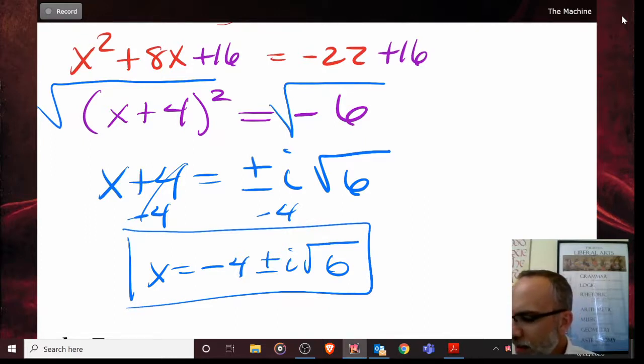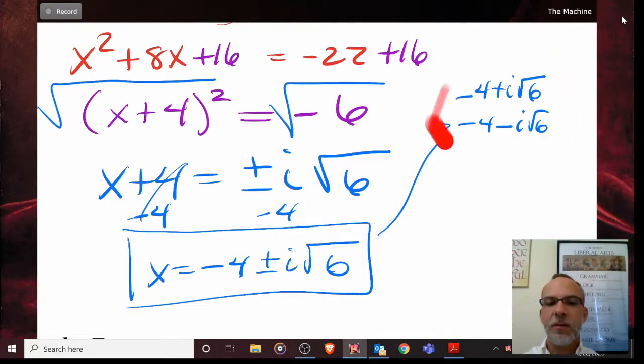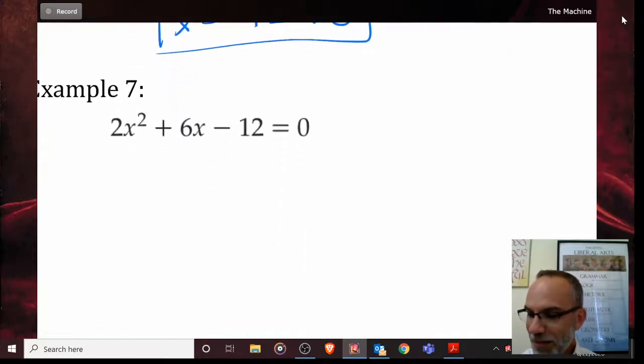But remember, this is negative 4 plus I square root of 6, and it's negative 4 minus I square root of 6. You get two answers. Don't let the plus and minus in there mess with you. You get a negative 4, and then the top path plus I root 6, and then you get a negative 4, bottom path minus I root 6. You get two different answers, even if it's written in one little block like that. Okay, hope you did pretty well. If not, maybe you could try the next one.